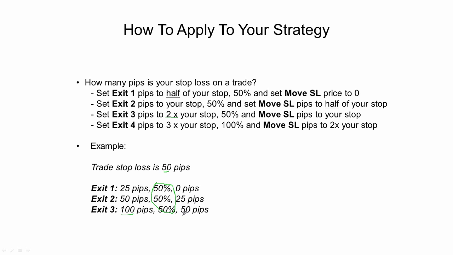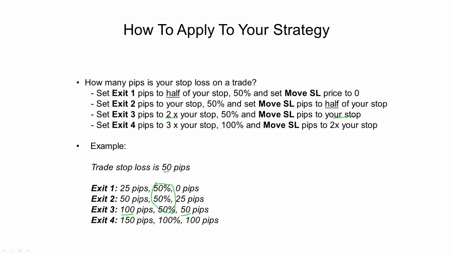So then, of course, here you're making that your actual stop, and then the last one is you go 3 times your stop, 100%, 2 times your stop for the move stop price. Pretty straightforward method.